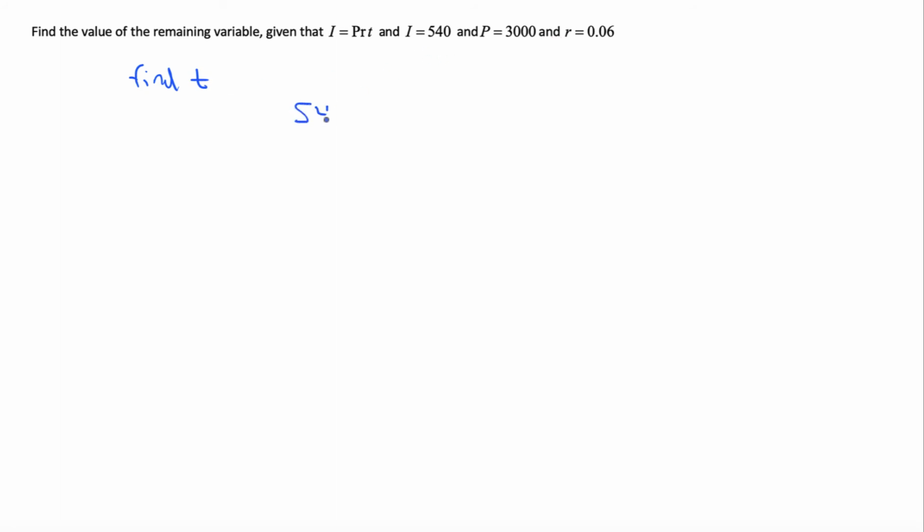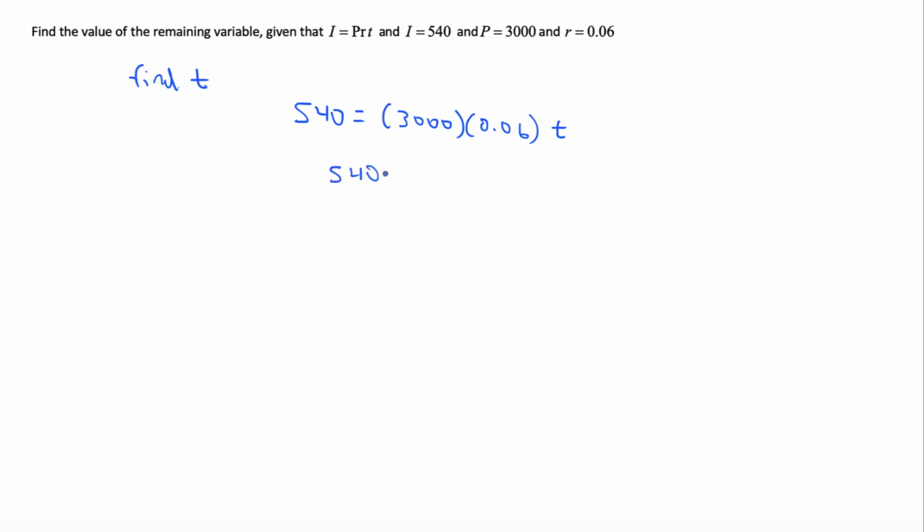So 540 equals, now on the right side, I'm going to put all these numbers in parentheses. I just don't want to write the numbers right next to each other. So the principal is 3000 times the rate, which is 0.06, times the time, which is just T. Okay, so that tells us that we should multiply these together. So let's do that first.